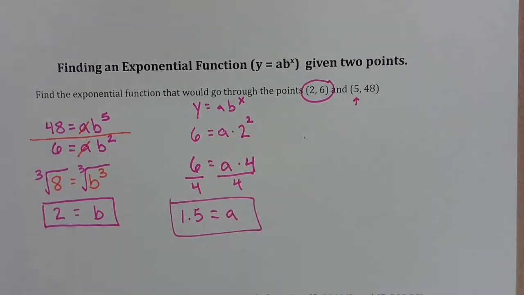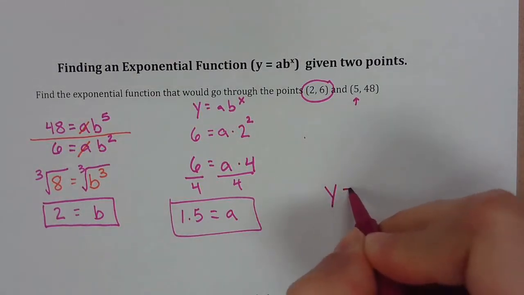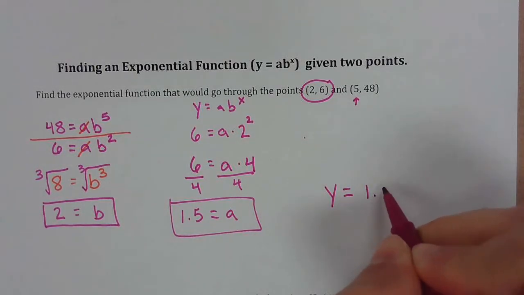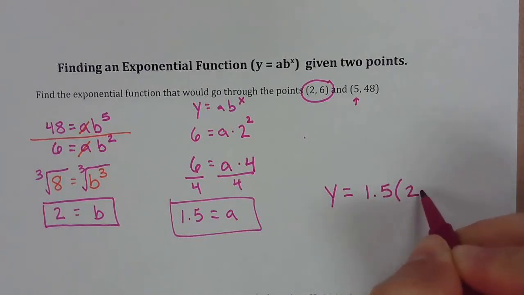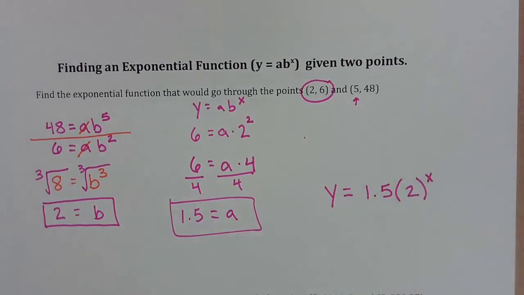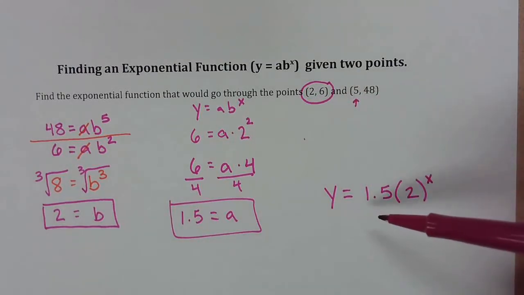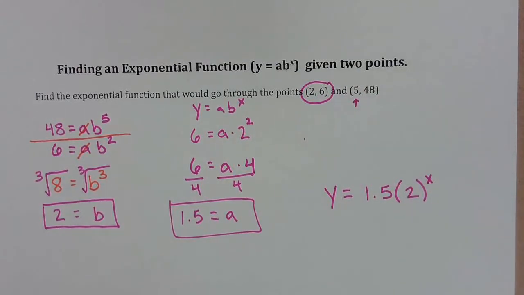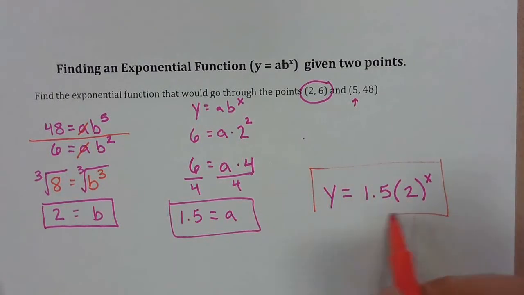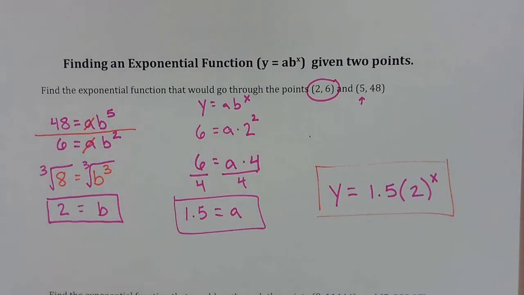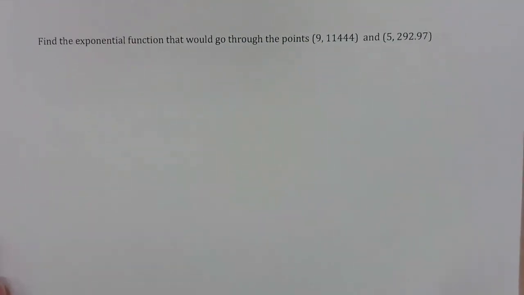Now that I have a and I have b, I can write y equals 1.5 times 2 to the power of x. Again, I can take either of these points, substitute it in, and make sure that the equation works, just to verify. So there's my equation through my 2 points. Let's go ahead and do one more.